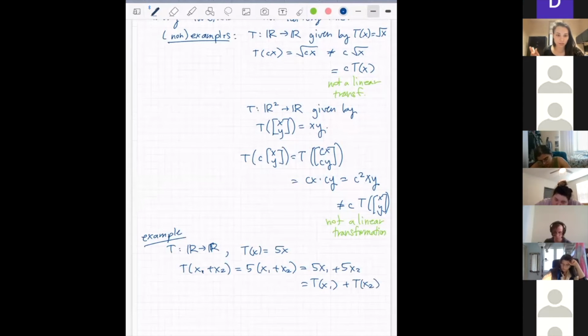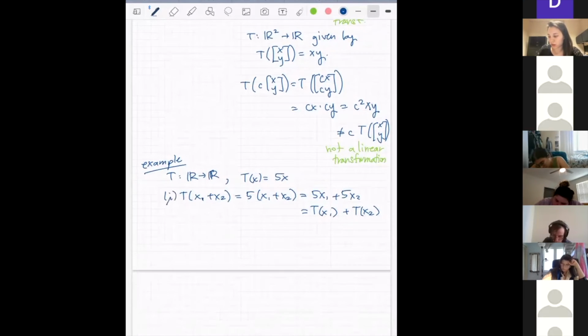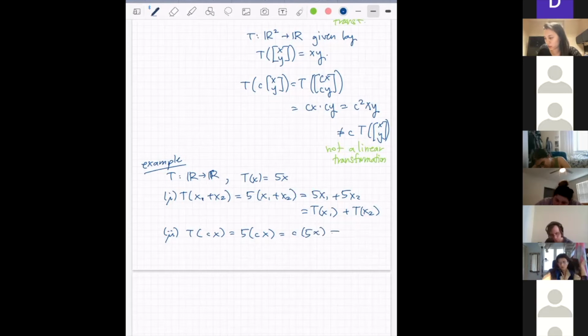So we can split sums. That's the first property, property 1. And then we have to check property 2, which is that we can pull out scalars. If we take an arbitrary scalar c, just some number, times x, that is 5 times c times x. And we can interchange c and 5, so we get c times 5x, which is just c times T of x. So we get both properties, so T is a linear transformation.